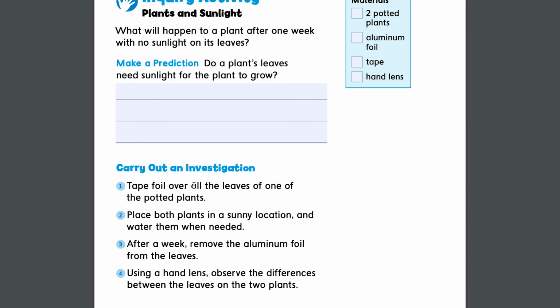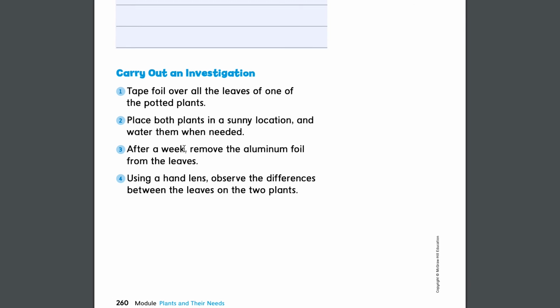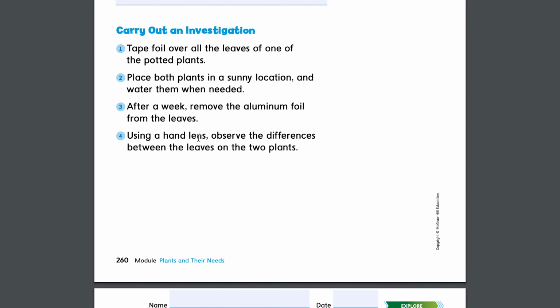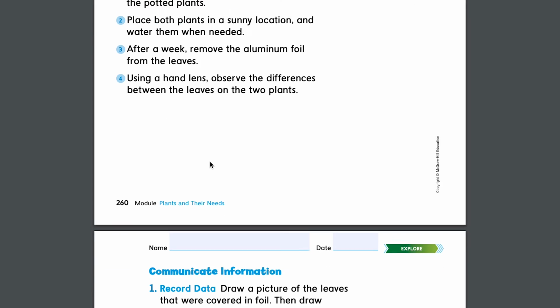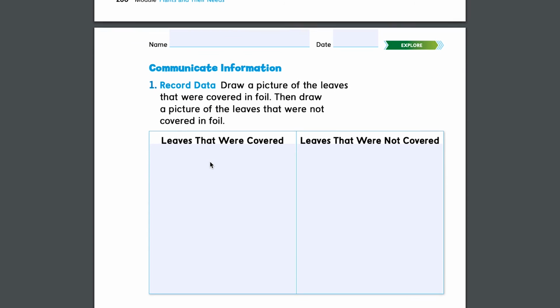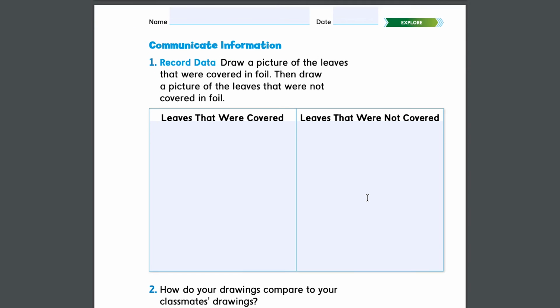Tape foil over all the leaves of one of the potted plants. So you're going to cover all the leaves with bits of foil. And then place both plants in a sunny location and water them when needed. And after 1 week, remove the foil from the leaves. Using a hand lens or a magnifying glass, observe the differences between the leaves on the 2 plants. You can also draw what you've seen. What happened to the leaves that were covered with foil, and what happened to the leaves that were not covered in foil?